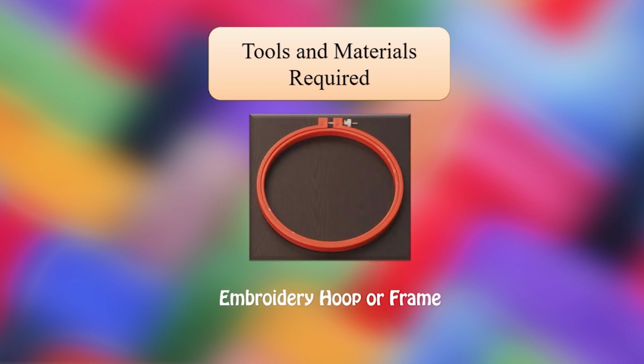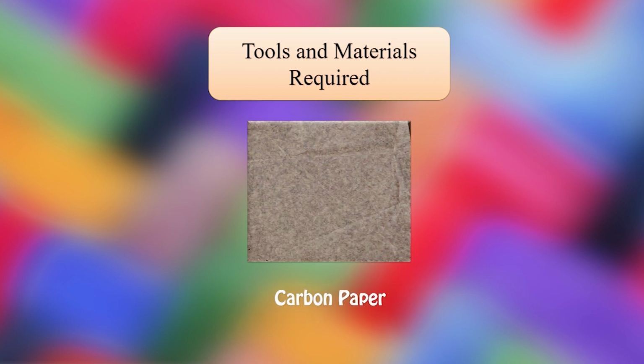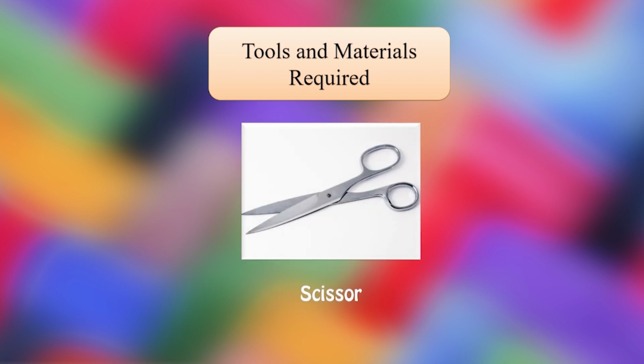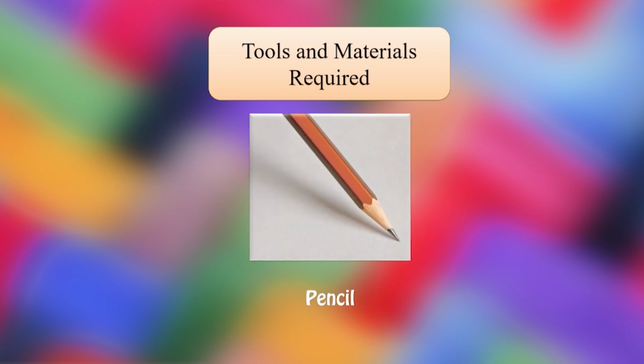Before starting this embroidery, let us check tools and materials required, that is embroidery hoop or frame, fabric. Fabric should be clean, starch free and ironed. Carbon paper, embroidery thread, tracing paper, needle, scissor, thimble, pen and pencil.